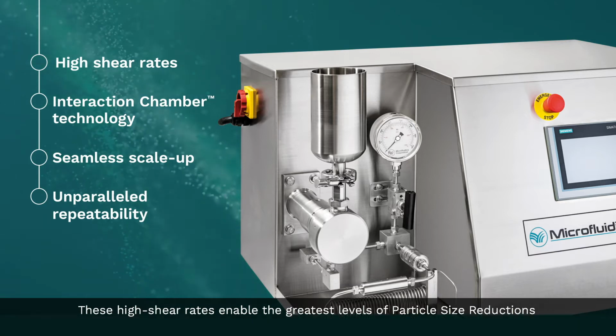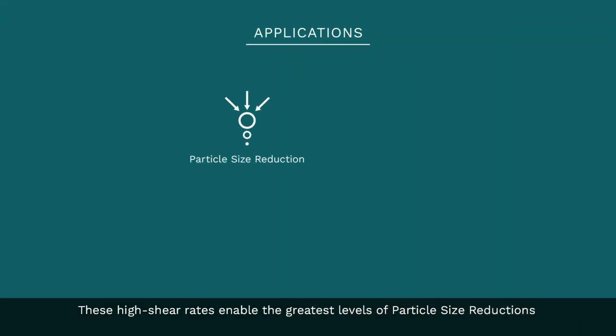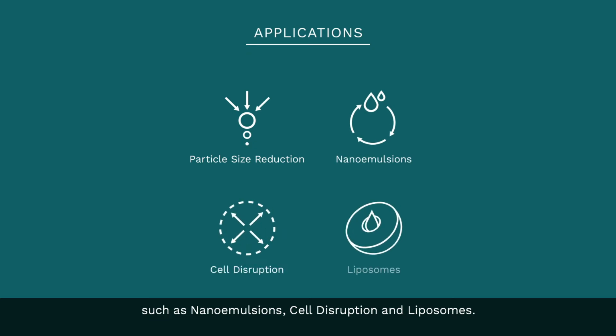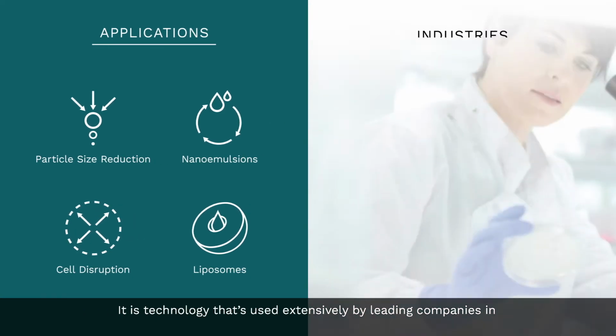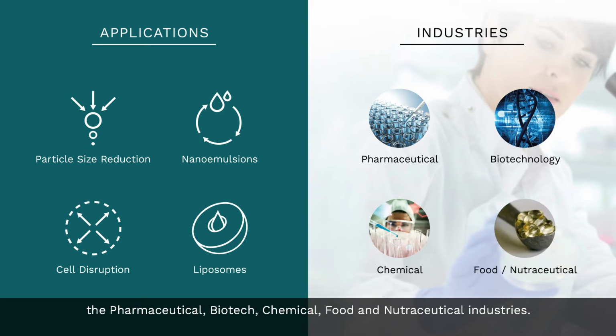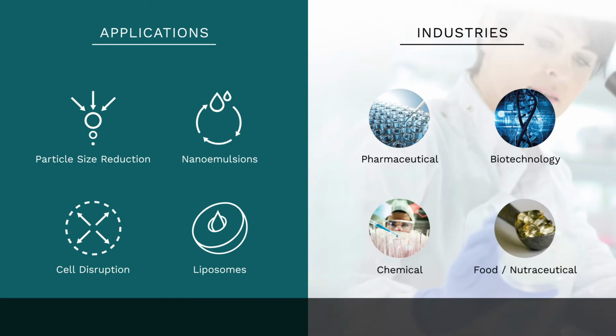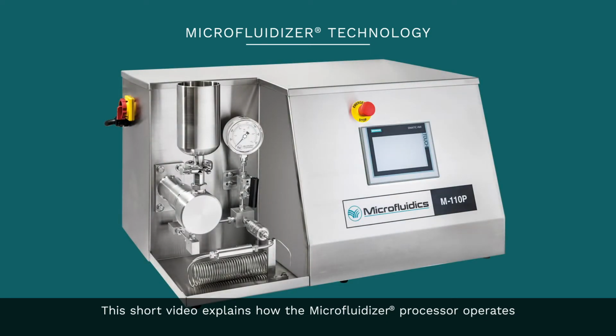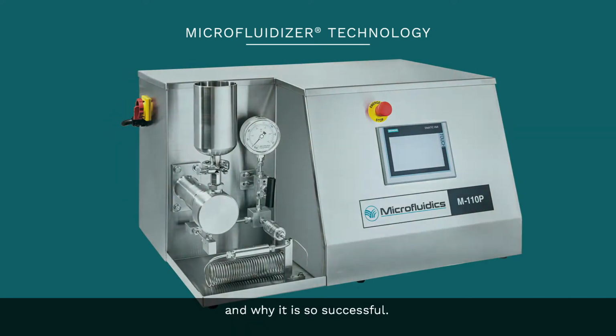These high shear rates enable the greatest levels of particle size reductions with uniform results, thereby offering proven success in key applications such as nanoemulsions, cell disruption, and liposomes. It is technology that's used extensively by leading companies in the pharmaceutical, biotech, chemical, food, and nutraceutical industries. This short video explains how the microfluidizer processor operates and why it is so successful.